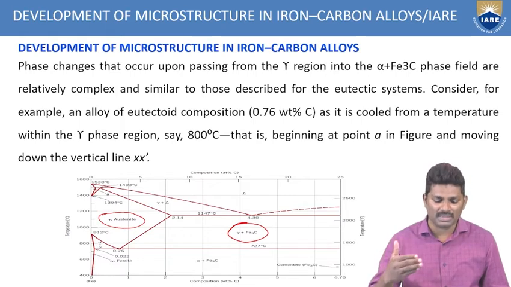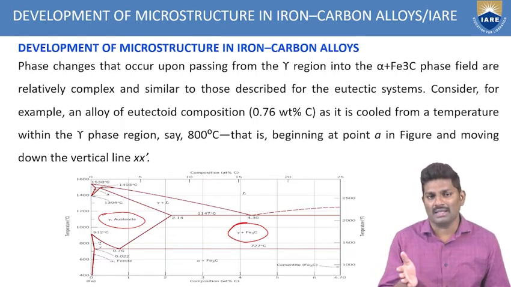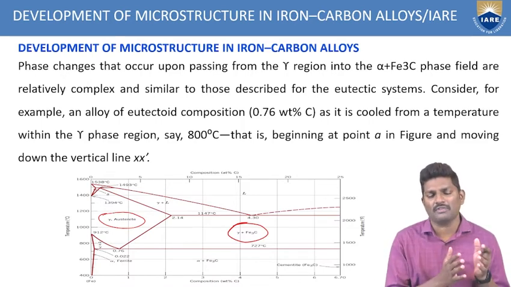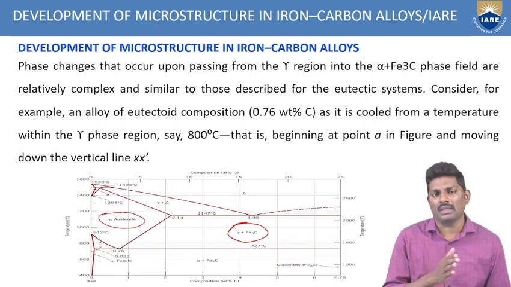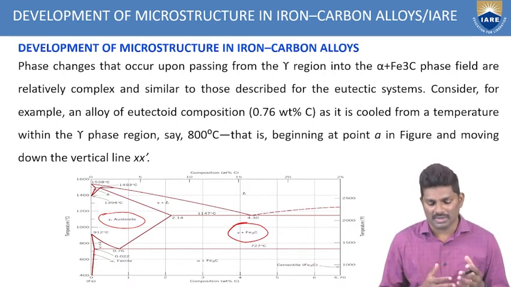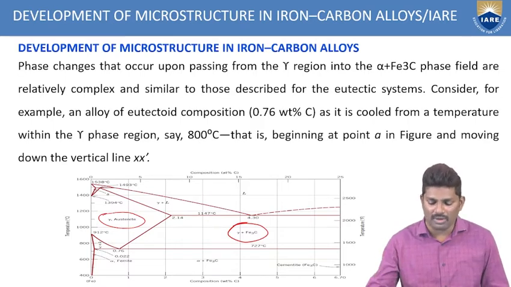Now wherever the phase change is there, there is a change in the microstructure. If it is in the same phase, then there will be the same microstructure throughout that same phase. But once the phase changes from one phase to another, in the same way the microstructure also differs. In this case, the austenite phase is changing to austenite plus cementite. So how will the microstructure develop? We'll discuss.